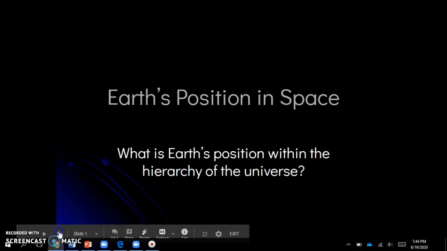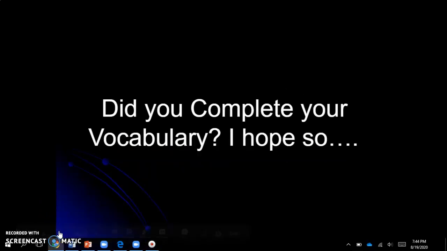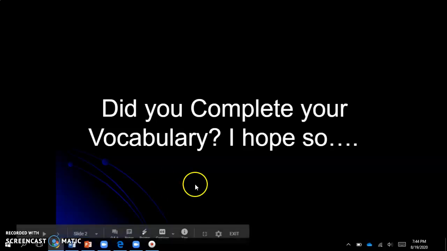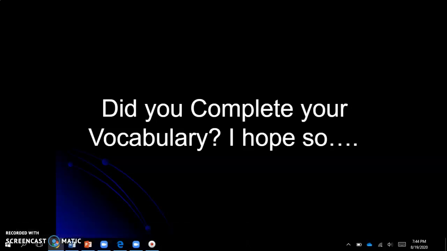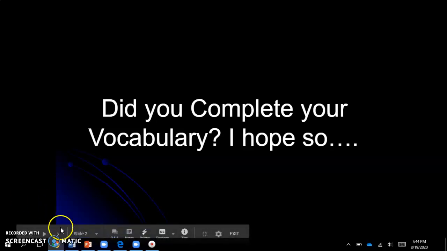hierarchy of the universe. So this says, did you complete your vocab? I hope so. I hope that you at least started your vocabulary. I know it's probably not done today, but a lot of the words and the terms that you're going to see in today's lesson are also in your vocabulary. So I hope that you guys are still working on that. Remember, it'll be a part of your notebook check that I will check right before your Unit 1 test, but you should be working on that to make sure that you've got it all done and that you're more aware of the terms that we're going over as we dive into this lesson.